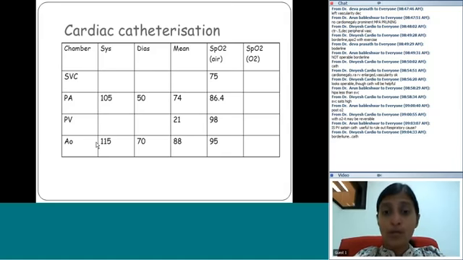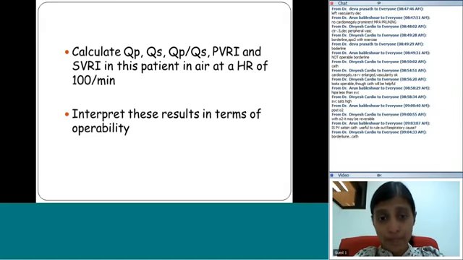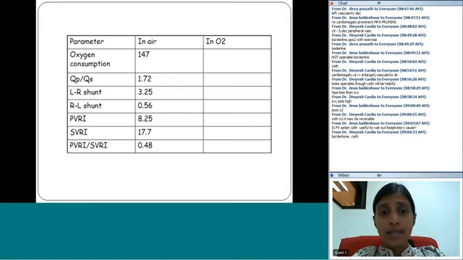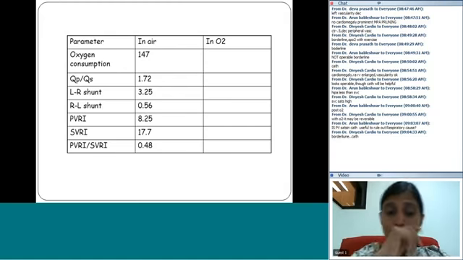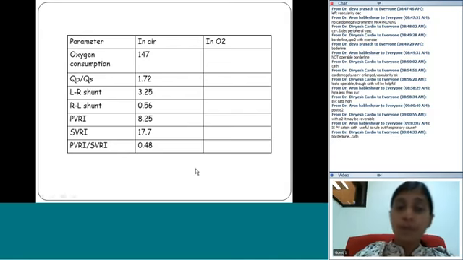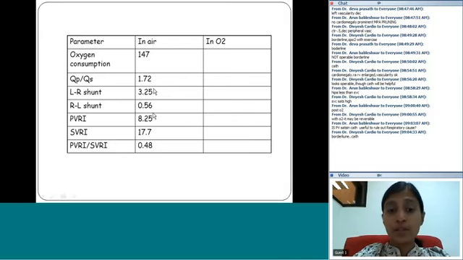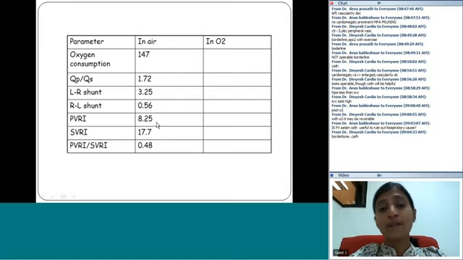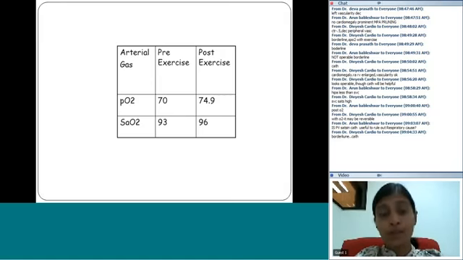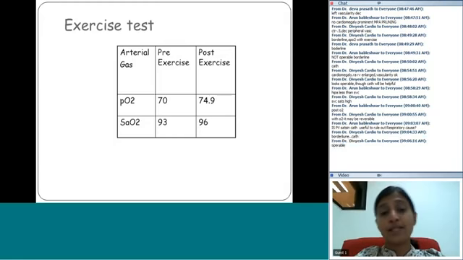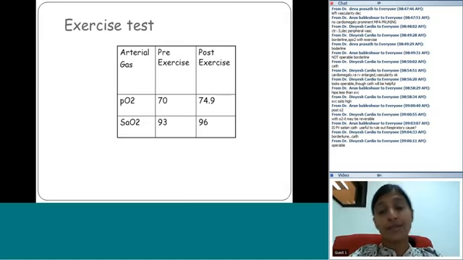There is a bit of a step up between SVC and PA. And when QpQs and PVR were calculated, they were not too bad, compared to the previous patient. The PVRI is much better, 1.7 QpQs and PVRI of 8. Okay, again, if you look at it, it is a slightly borderline PVR, but it's not terrible. Then if you look at his pre and post exercise ABG, again, more reassuring. So pre-exercise 93% saturation and post exercise 96%. So again, that would favor operability.